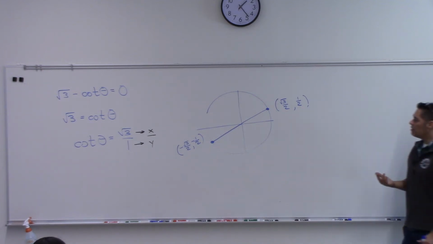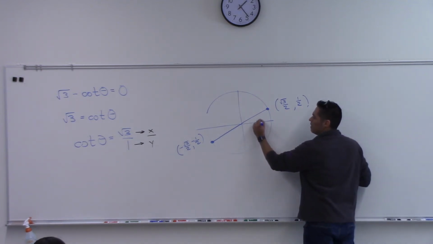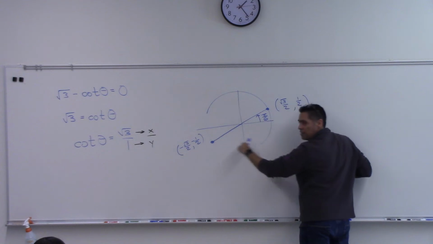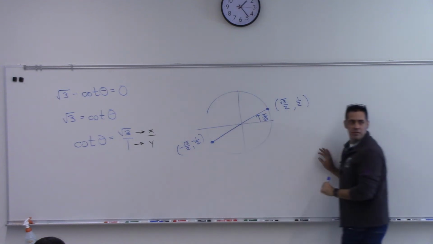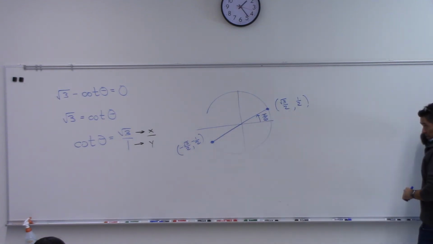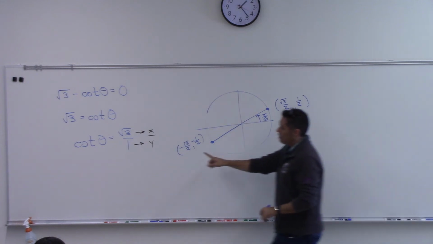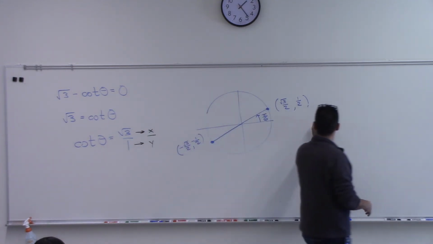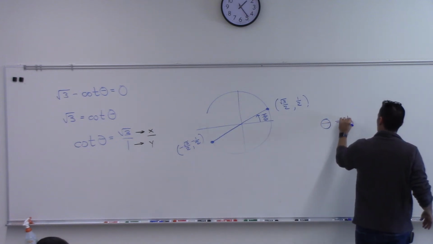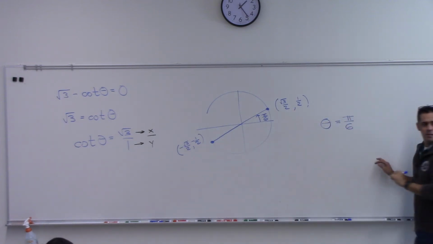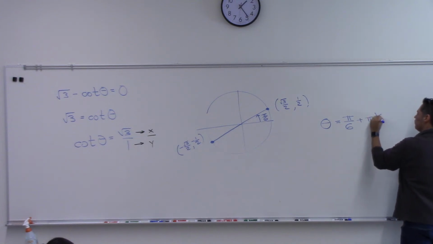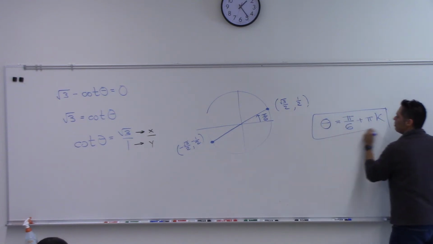Now, since they're directly across from one another, I should be able to write the general solutions by just figuring out what that angle is, pi over 6, and then just jumping half rotations, half rotations, half rotations. And because my argument in here is just theta, I can just set theta equal to those answers. So theta is pi over 6, what? Plus pi k. There you go. That's it. That's your general solution.